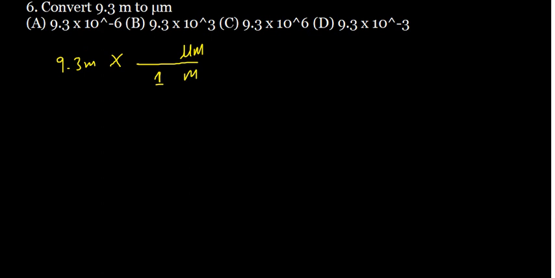And micro means 10 to the power negative 6. Now because I had put 1 in front of the bigger unit, I'm going to say in 1 meter we have got 10 to the power 6 micrometers. Right. So in 1 meter I've got 10 to the power 6 micrometers. That means that 1 micrometer is 10 to the power negative 6 meters. So the meter here will cancel with the meter here. That means that the answer is going to be 9.3 times 10 to the power positive 6 micrometers. So that gives us C.